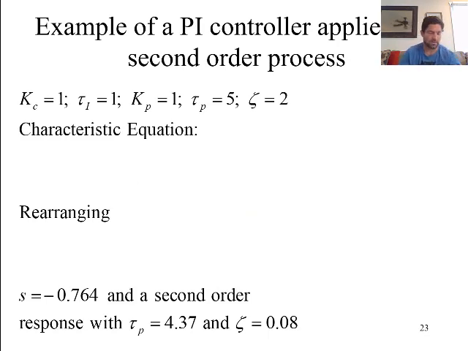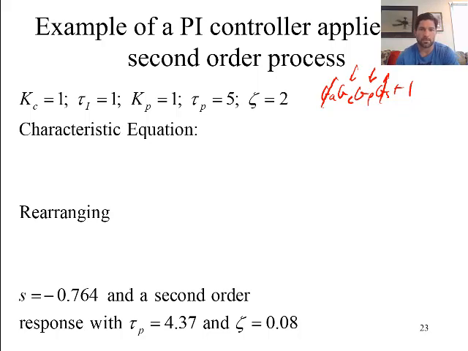Okay, so here's an example where we can go through the effect of a PI controller on a second order process. All the terms are shown here: the characteristic equation, PI controller, second order process. Again, we're just going to look at the denominator, 1 plus G_A G_C G_P G_S. We're going to assume that actuator and sensor are 1, this is second order, and this is PI.